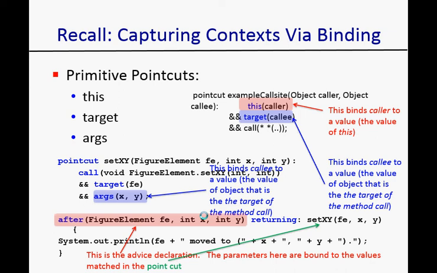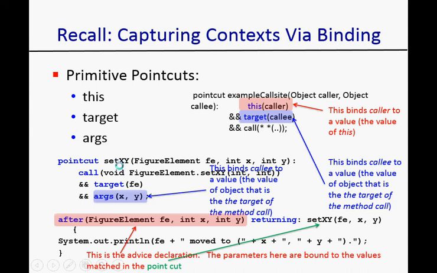Okay, so here, for example, ladies and gentlemen, we might have a pointcut that is example call site, and here we're matching up this. We associate with this variable caller. So this will bind caller to whatever this is. Callee, as long as it's also of type Object, it will bind it to target. And this is occurring in the context of some call. Okay. Having bound them, we could then use it.